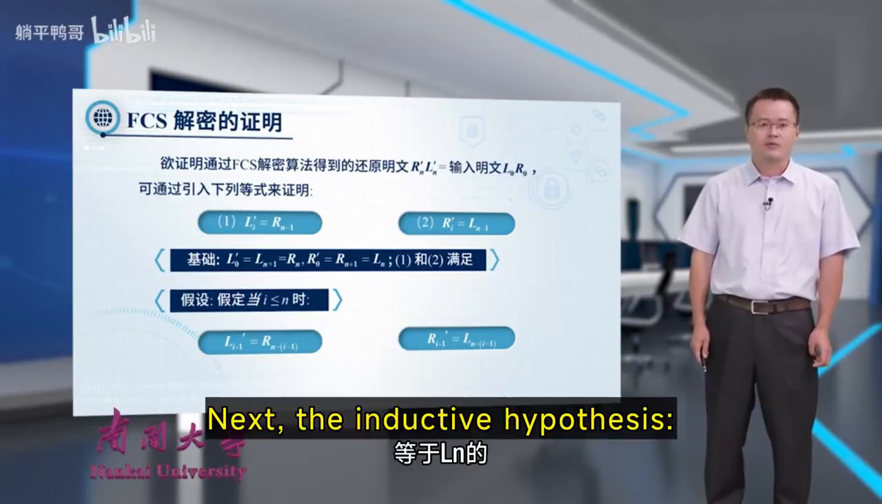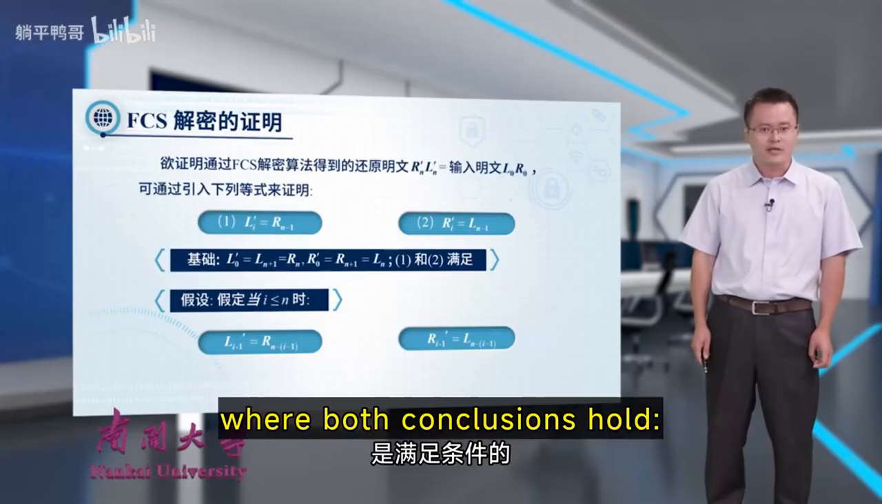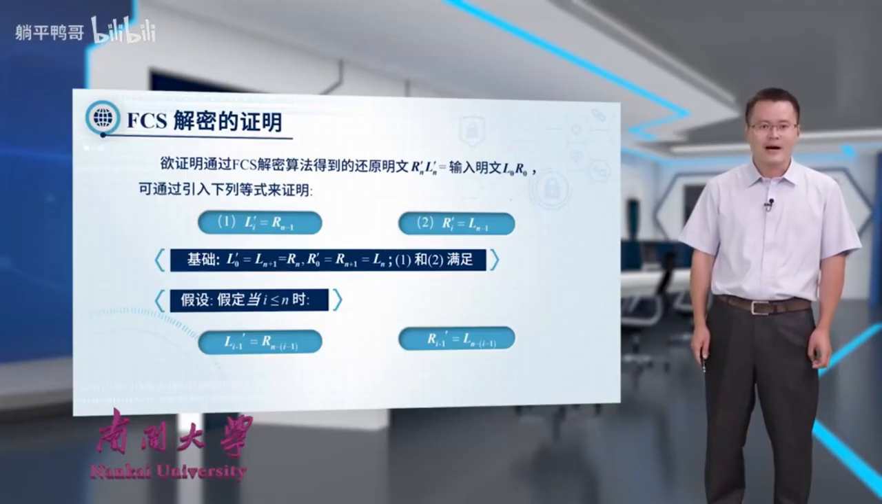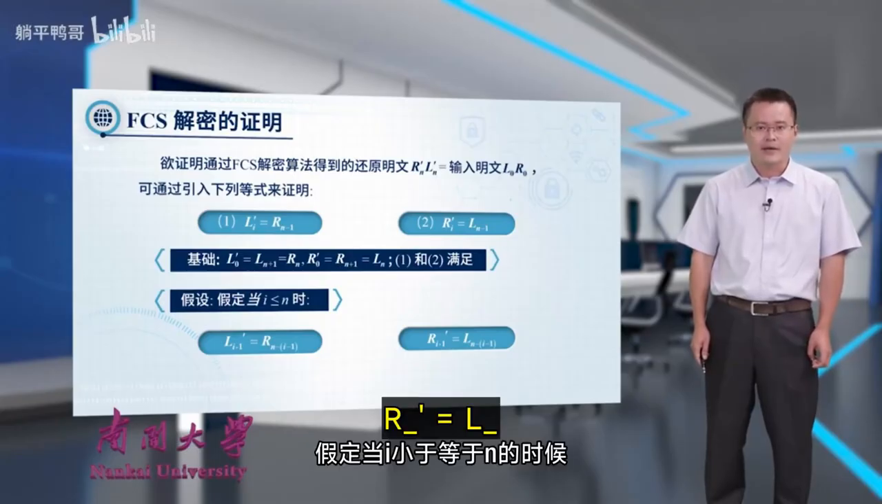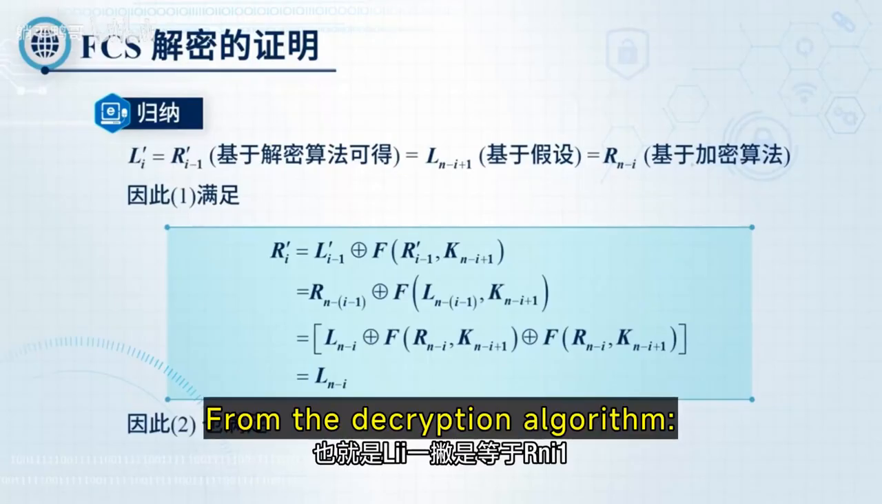Next, the inductive hypothesis. Let's assume i is less than or equal to n, where both conclusions hold. L_i' equals R_{n-i+1}. R_i' equals L_{n-i+1}. Now to prove L_{i+1}' equals R_{n-i}. From the decryption algorithm.